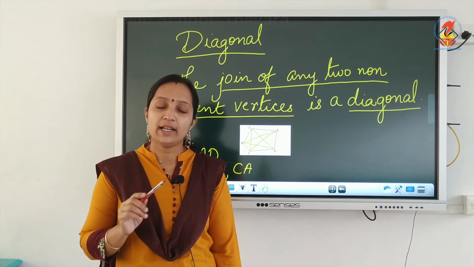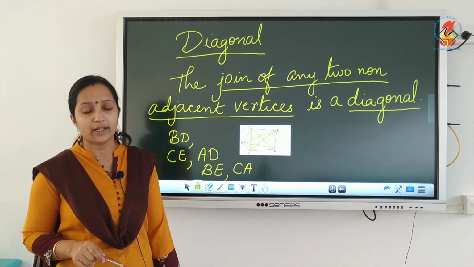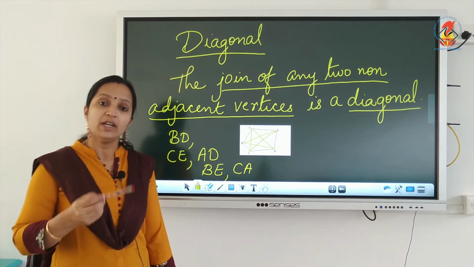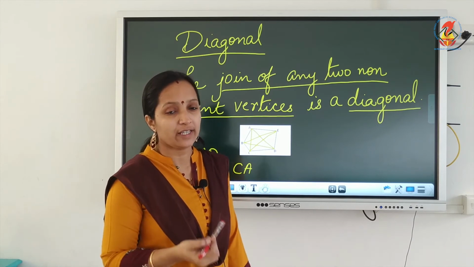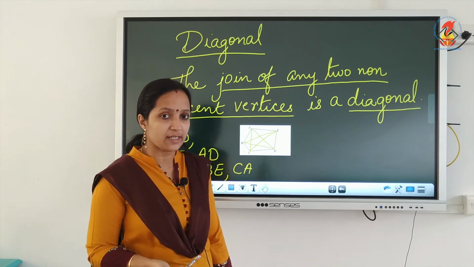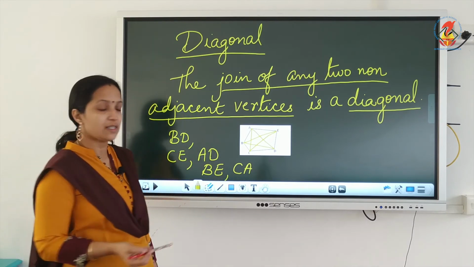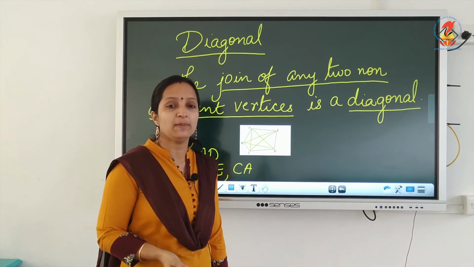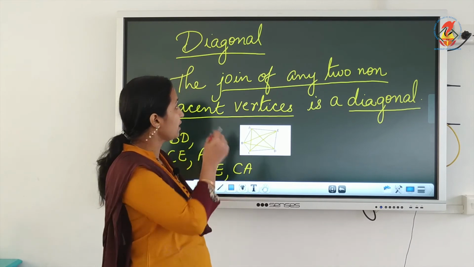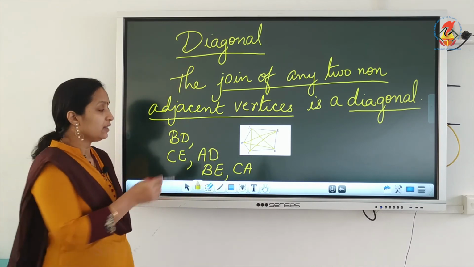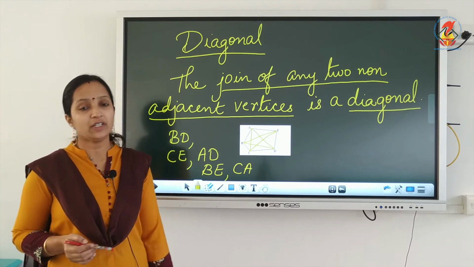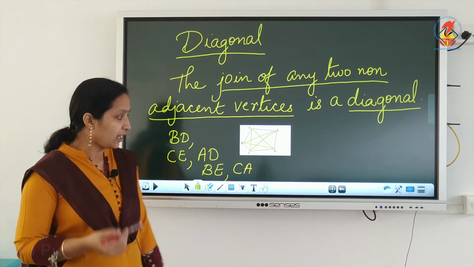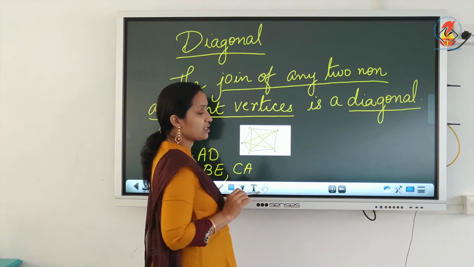Side means what? The line segments representing the sides of a polygon. Vertex means that corner point. Adjacent sides means what? If two sides have a common point, we can say that the two sides are adjacent sides. In the same way, what is adjacent vertices? The endpoints of the same side, or the starting point and ending point of the same line segment, are adjacent vertices. What is the next word? Diagonal. Diagonal means the join of any two non-adjacent vertices. I hope all the terms we are using in polygons are clear.